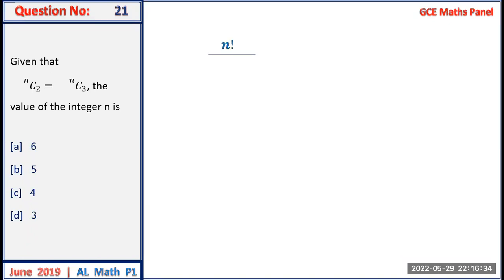So we have n factorial on 2 factorial into n minus 2 factorial should be equal to, with n combination 3, the same thing, n factorial on 3 factorial into n minus 3 factorial. We can cross multiply and cancel out. You will have 2 into n minus 2... now, n minus 3 factorial is the same as n minus 3 times n minus 2 factorial. Something has disappeared here now.